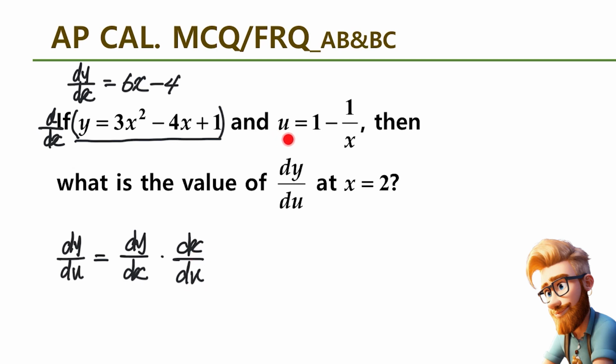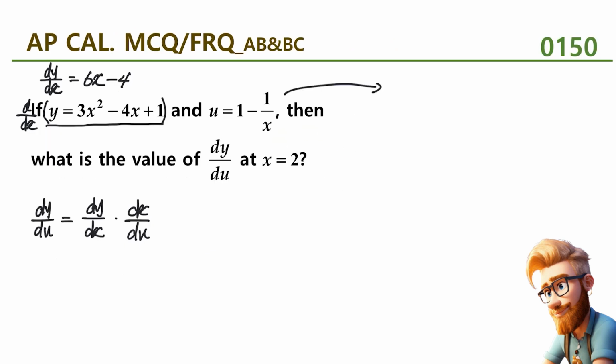Here we have u as a function of x. So we're going to rewrite this function, x in terms of u. Let's rewrite this. Here, 1/x is equal to 1 minus u. So x is equal to 1 over 1 minus u. So that is equal to (1 minus u) to the power of negative 1.